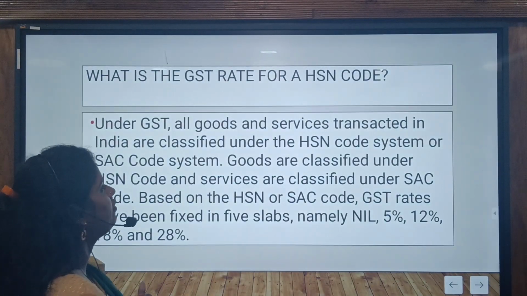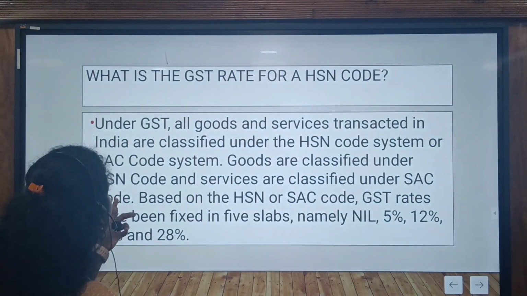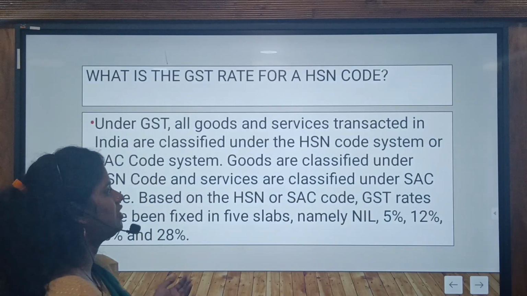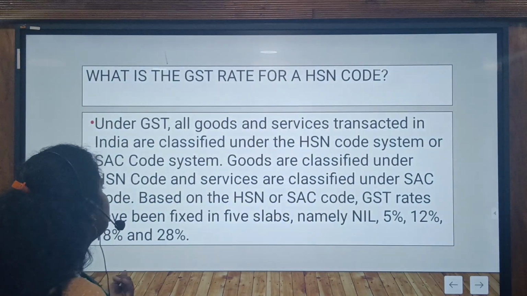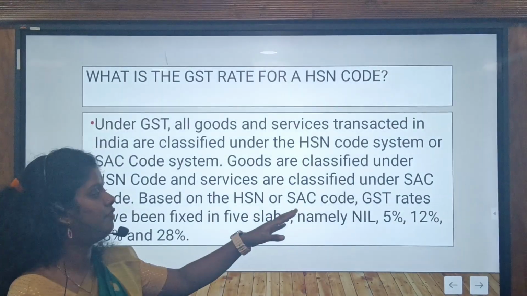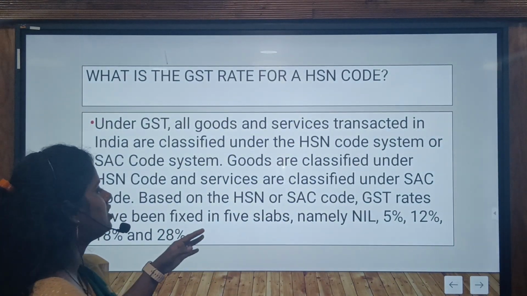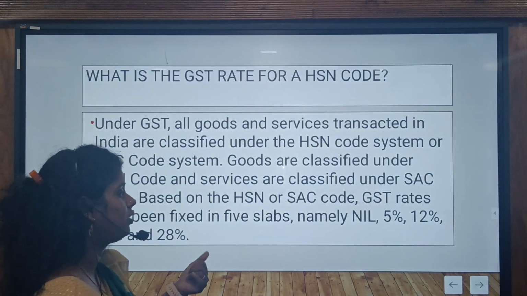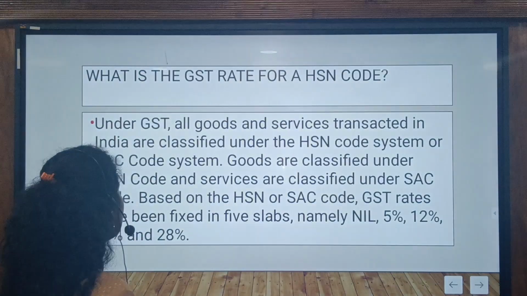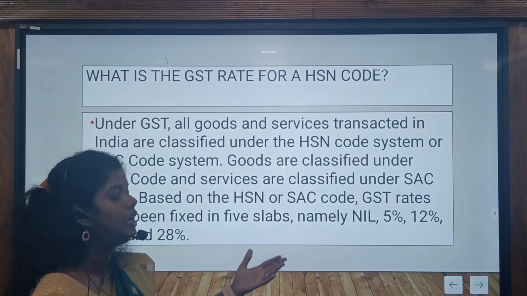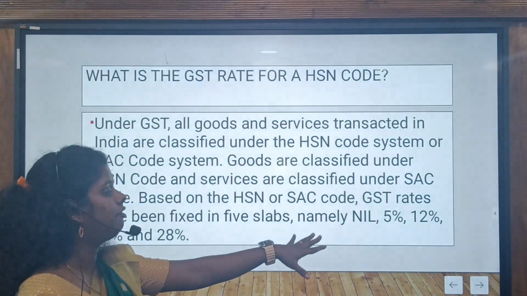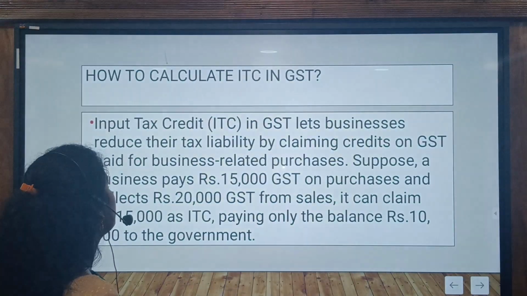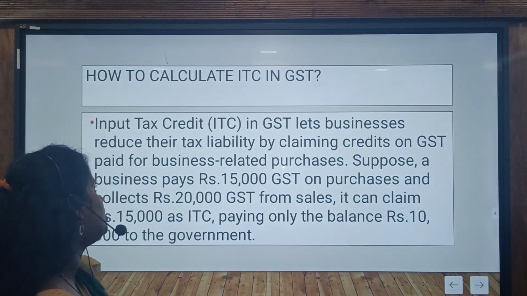So what is the GST rate for an HSN code? Under GST, all the goods and services transacted in India are classified under the HSN code system or the SAC code system. Goods are classified under the HSN code and services are classified under the SAC code. GST rates have been fixed in 5 slabs, namely nil, 5%, 12%, 18% and 28%.